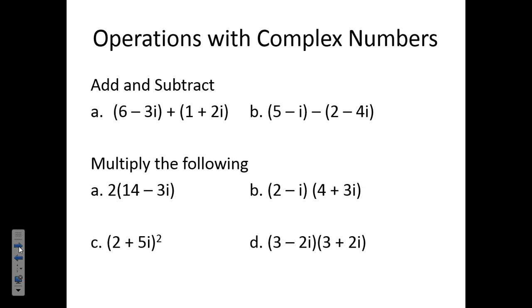Operations with complex numbers. Similar to good old Algebra 1, you're going to combine like terms when you're adding. Okay? 6 minus 3i plus 2 plus 2i. Add your like terms. Add your reals. Add your imaginaries. And if you don't want to write them in parentheses, that's okay. They've just been grouped. So 6 plus 1 is 7. And negative 3i plus a positive 2i is negative i.